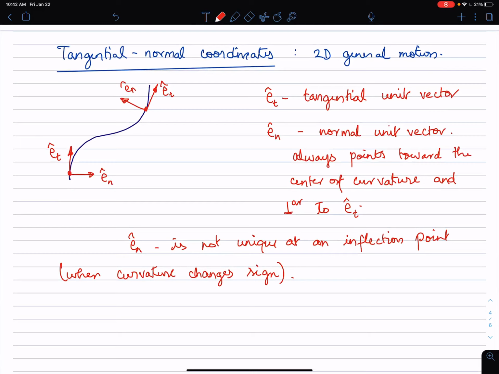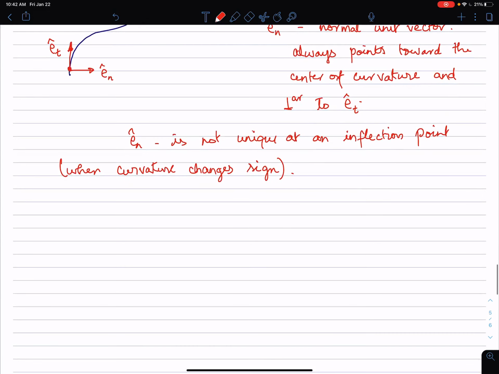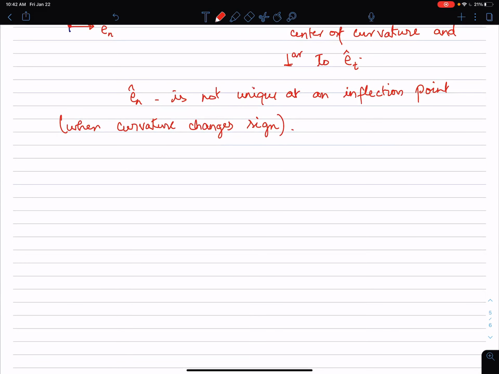Okay, so that's that. And then we have another definition to go, which is called the radius of curvature. Okay, so what's the radius of curvature? So if you have a curve like so, at any point P, there is a local circle that you can fit about that point, and the radius of that circle is rho.